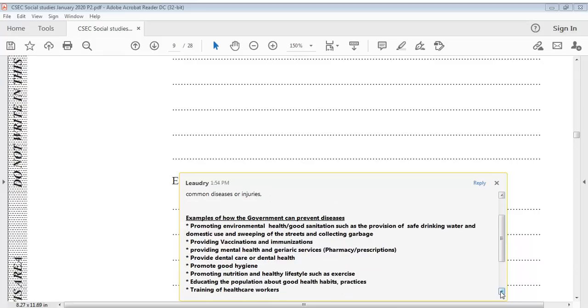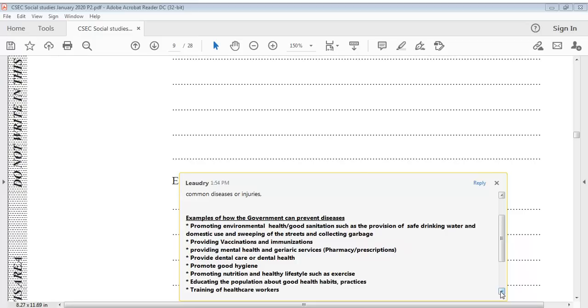Also, in order to prevent diseases, the government could promote environmental health, like good sanitation, such as the provision of safe drinking water and water for domestic use. They will take care of collecting the garbage so that the population can be healthy and safe. Also, we mentioned providing vaccinations and immunizations, mental health care and geriatric services, and pharmacies where patients can go and fill their prescriptions.